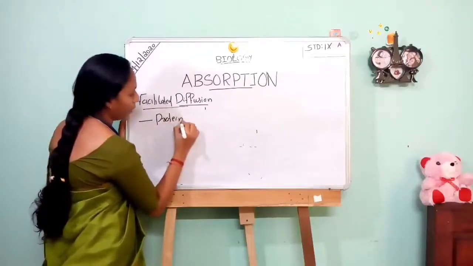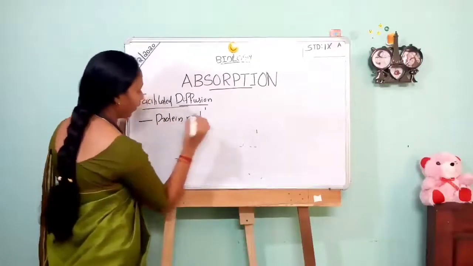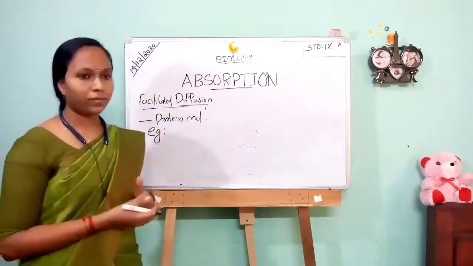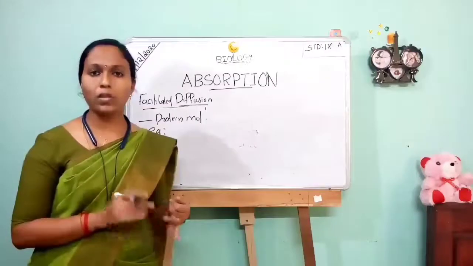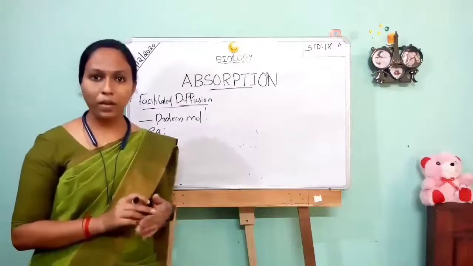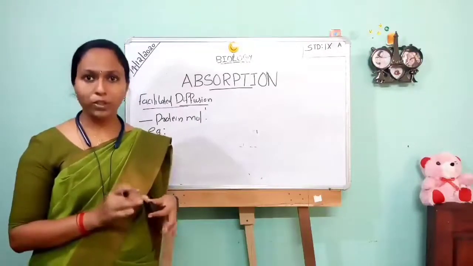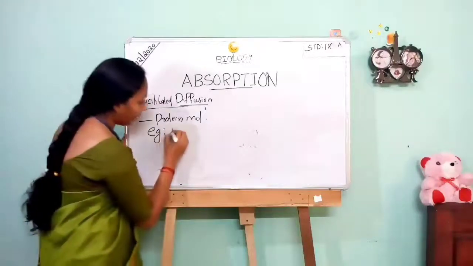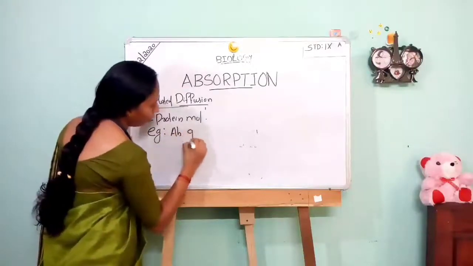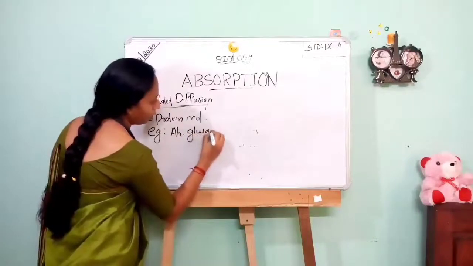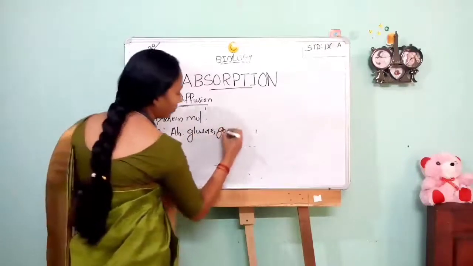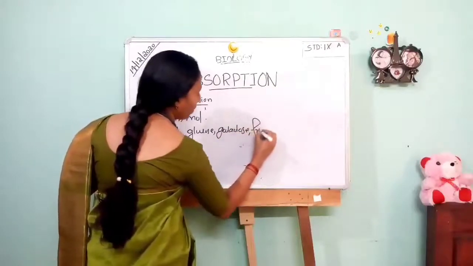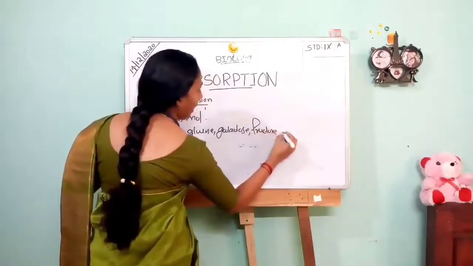Facilitated diffusion takes place with the help of protein molecule. For example, in our body, glucose, fructose and some amino acids are absorbed through the process of facilitated diffusion. Example, absorption of glucose, galactose, fructose, etc.